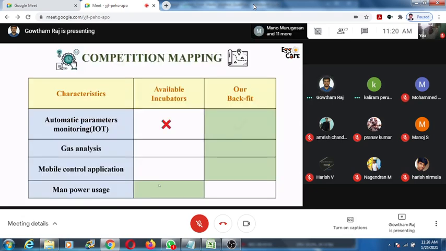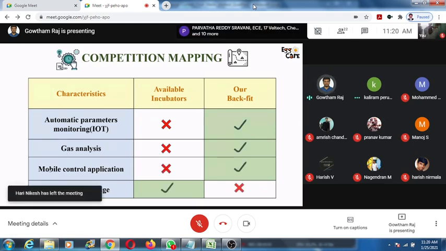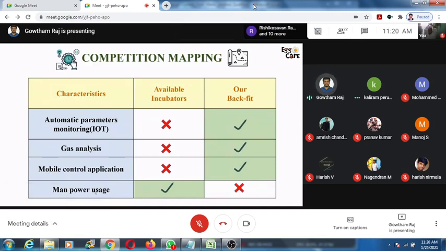So considering the competition mapping, the available incubators in the market do not have automatic parameter monitoring, do not have gas analysis parameters, or mobile application control, etc. But they have only manpower usage in a large amount. Our retrofit will eliminate the manpower, and it has the mobile control application for visualizing the data, gas parameter monitoring, and automatic monitoring of IoT parameters.